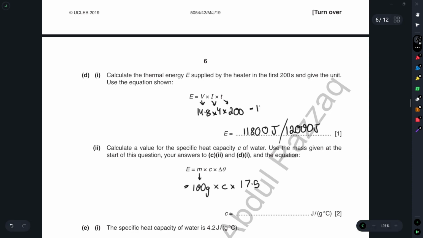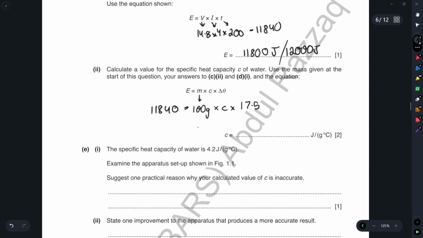We actually calculated 11,840, so that's what you're going to use over here. You will never use approximated values for your calculations in the following parts. Parts that follow the previous parts, you're never going to use approximated values. You're always going to use exact or accurate values. So the value of C is going to be equal to how much? That's going to be 11,840 divided by 100 times 17.5.